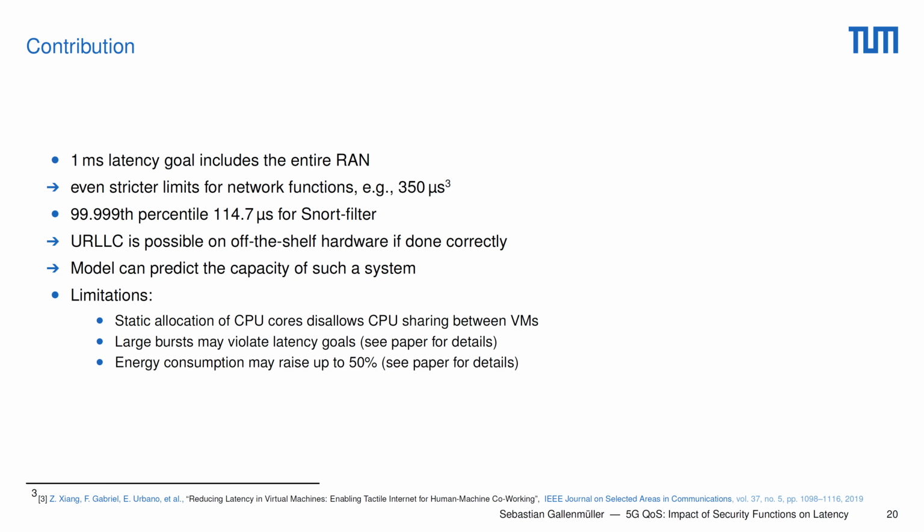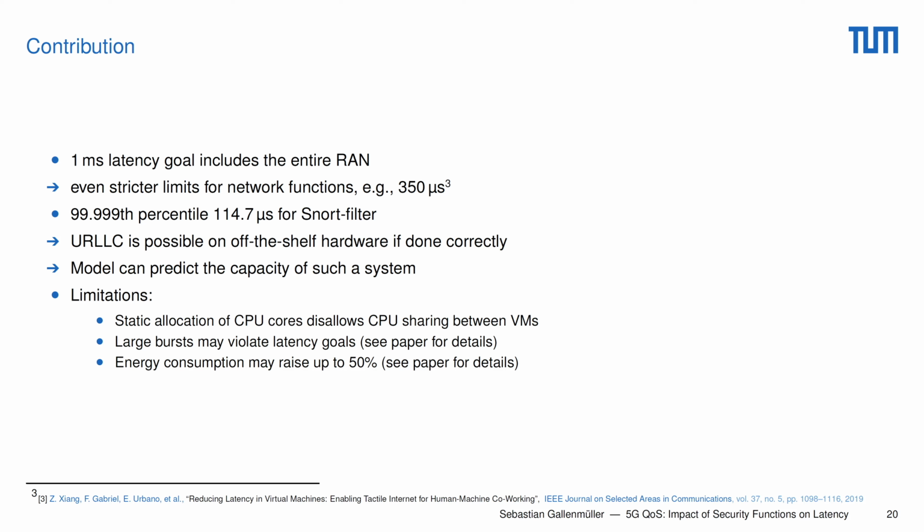So, and now the contribution of our talk. Our goal was to have a 1 millisecond goal, which includes the entire run. What we presented in this talk are only measurements of a little piece of this entire run. So we should not consider 1 millisecond being our goal, but for the network function actually a little bit less time is available. Related work suggests to not consider 1 millisecond as the goal for network functions, but consider an even stricter goal of around 350 microseconds.